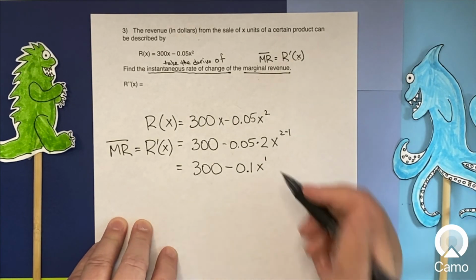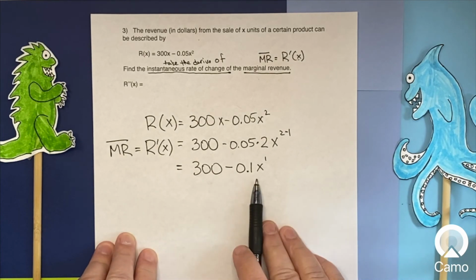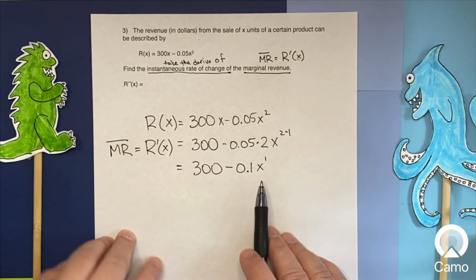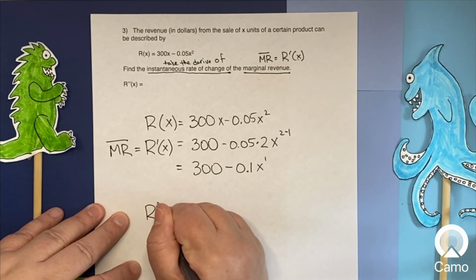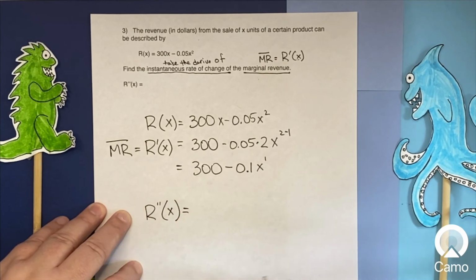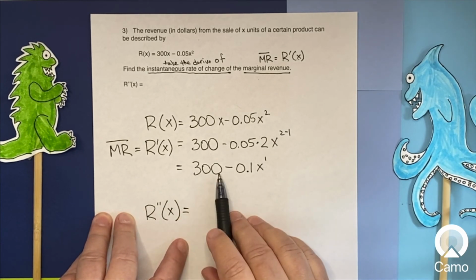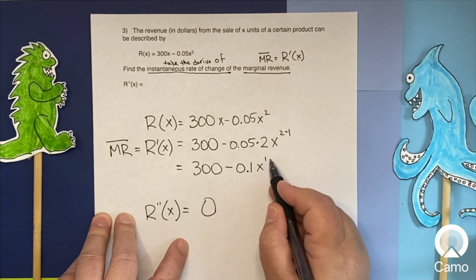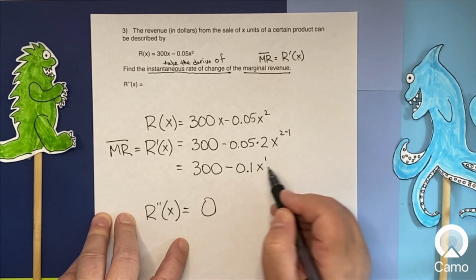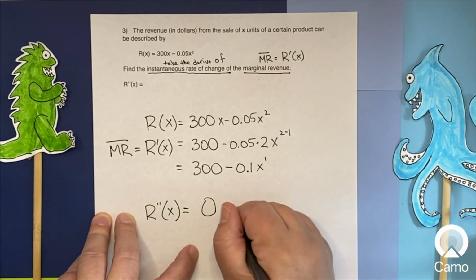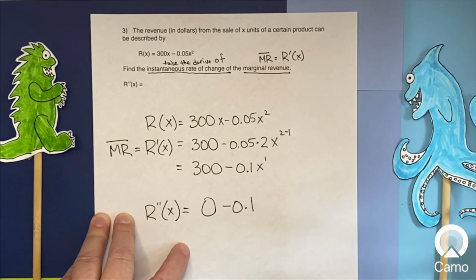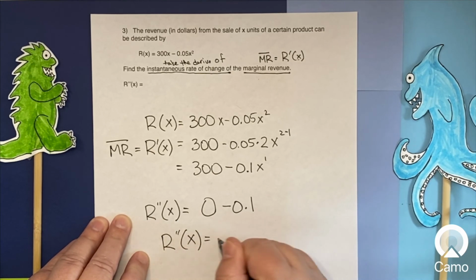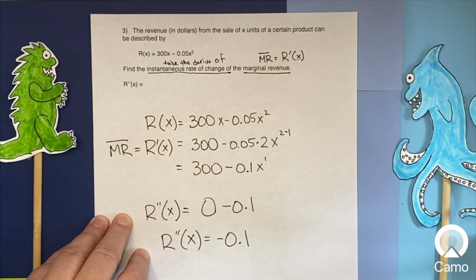And then to take the second derivative, well, this becomes 0, right? If we take another derivative, and this one, if it's just negative 0.1 times x to the first, then it becomes just 0.1. The x disappears. And so our second derivative is negative 0.1. So now what does that tell us? Well, it tells us a few things. That the slope is decreasing at a constant rate.